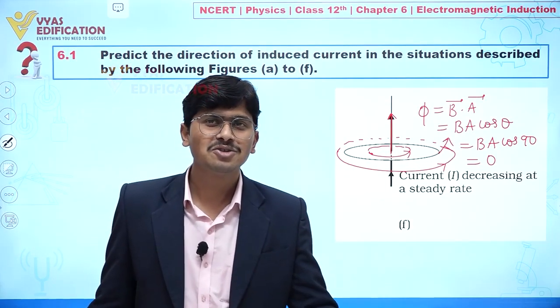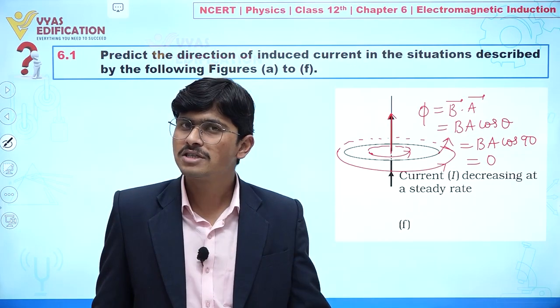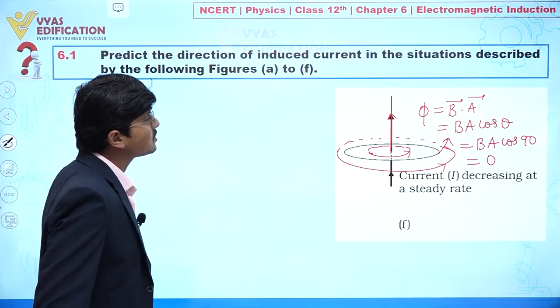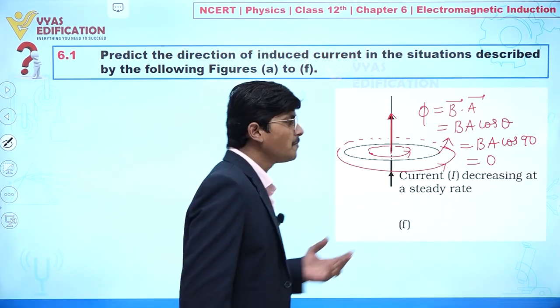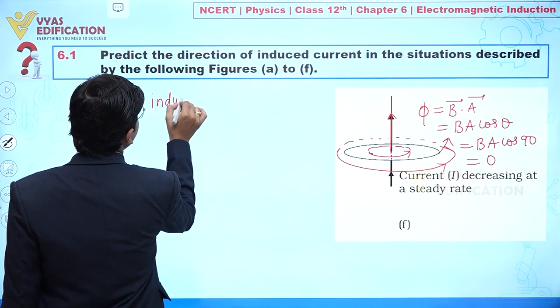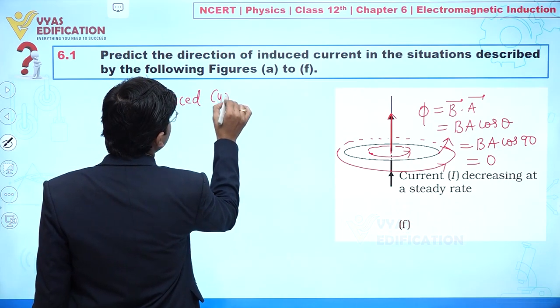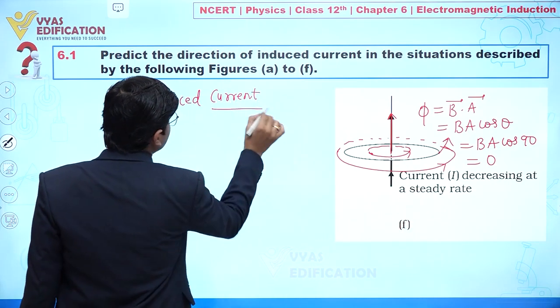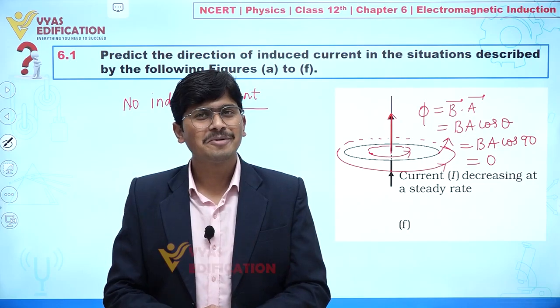So whenever there is no flux, there is no induced EMF and no induced current is produced in the coil. Clear? So what is the answer to this question? No induced current. No induced current. Clear? So this is all about this question.